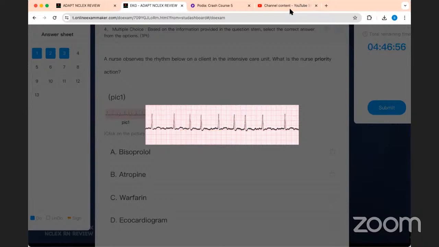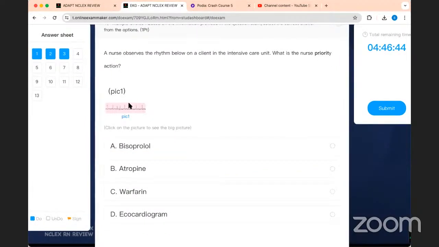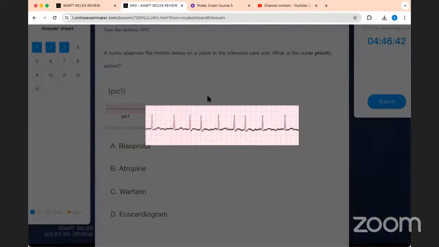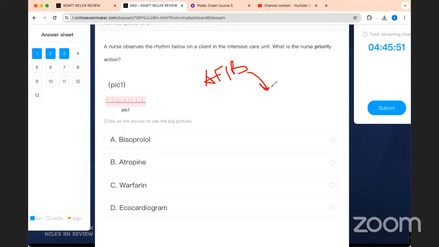So how would you diagnose this? And what is the problem? After you diagnose it, what is your priority action? So this looks like it's atrial fibrillation. And it said the patient next observe this. So what is your priority action? The key is check if the patient has symptoms. They've not told you anything. So I assume that the patient has no symptoms.